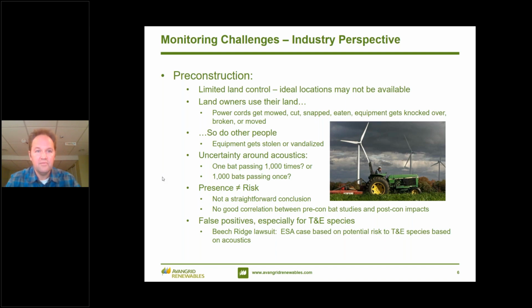The best example of this was the Beech Ridge ESA lawsuit in 2009-ish, when a court ordered a project in West Virginia to halt construction and to obtain an incidental take permit based on the potential risk to bats based solely on acoustics. And I think it can often be a difficult conversation when you have 100,000 bat calls at a project, and yet one or two of them is an Indiana bat, for example. And is that project likely to result in take?